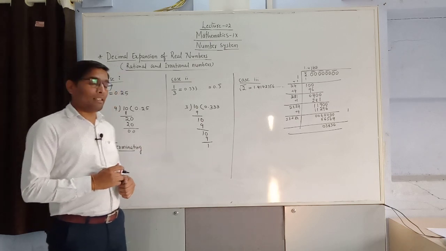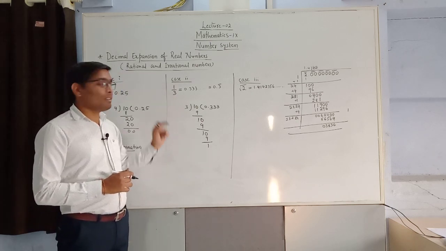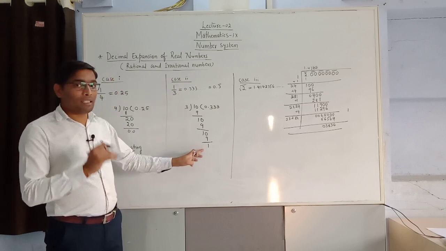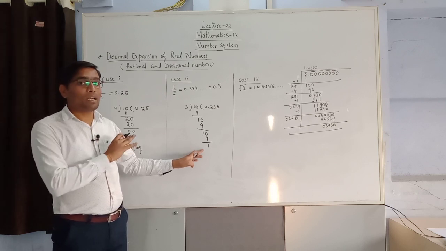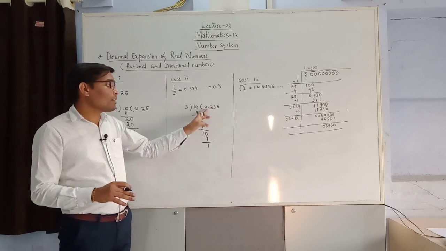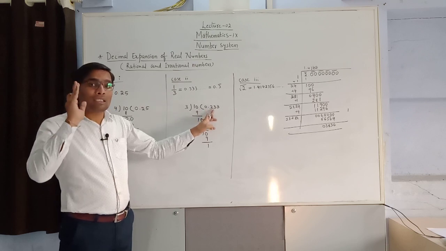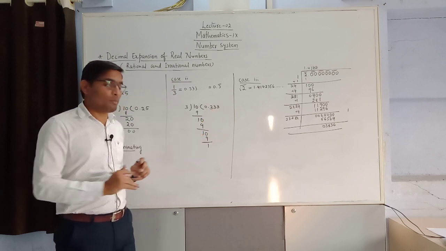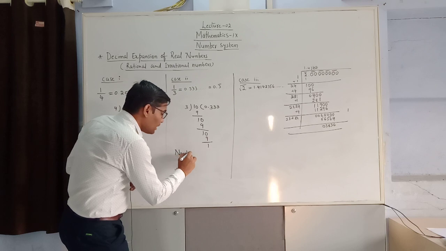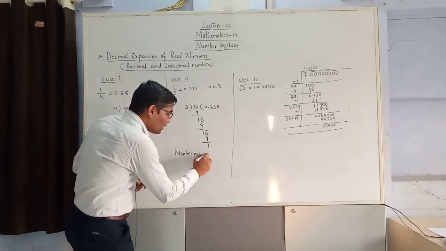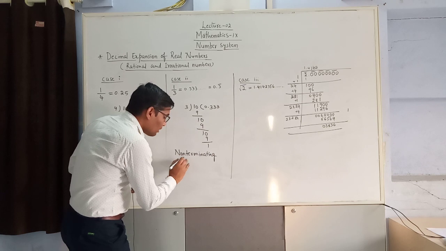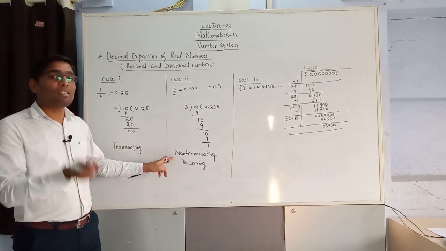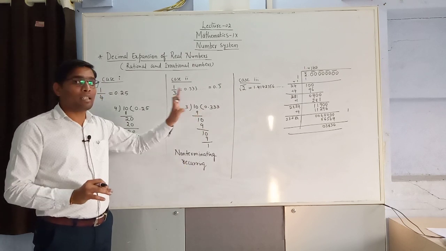Moving to the second case. Now when we divide 1 by 3, after certain steps also we won't get a remainder of 0. By that time, after the decimal point, the digits won't end and also the digits start repeating. Then this kind of decimal expansion is called non-terminating recurring. Non-terminating means not ending, recurring means digits are repeating.